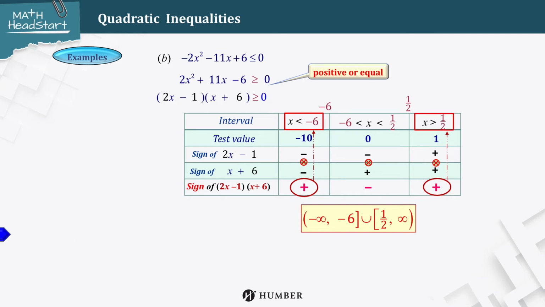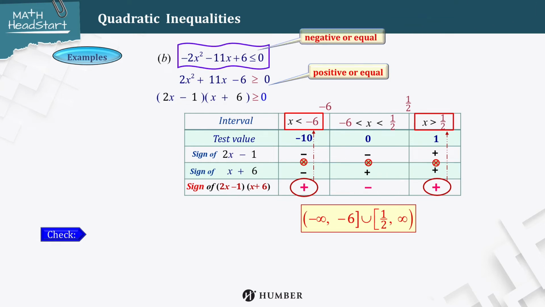Let's check if our solution is correct or not by using the original inequality. Please note that the original inequality shows less than or equal to 0. Again, pick a value less than or equal to negative 6, say x equals negative 10. Substitute x equals negative 10 into the left-hand side of the inequality, and we get negative 84, which is indeed less than 0.